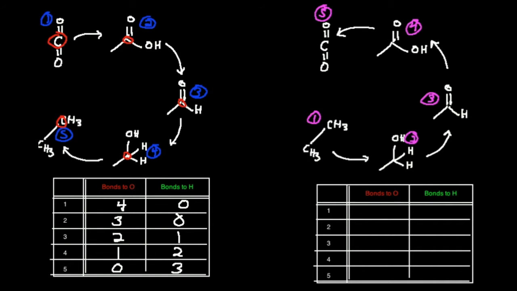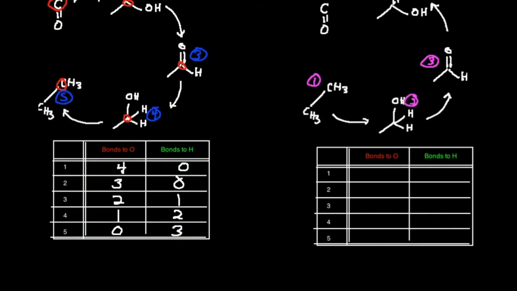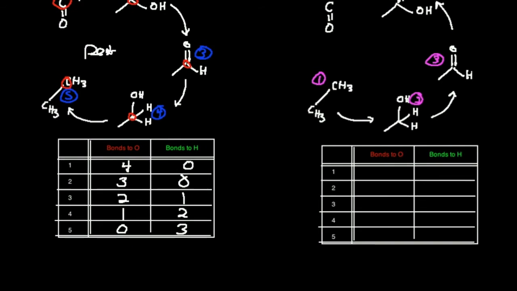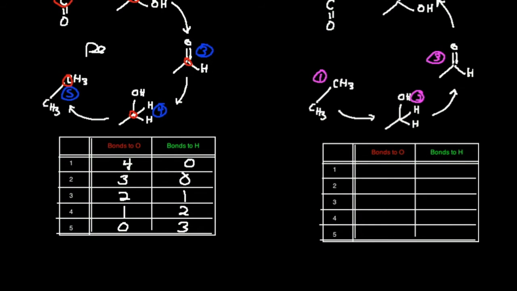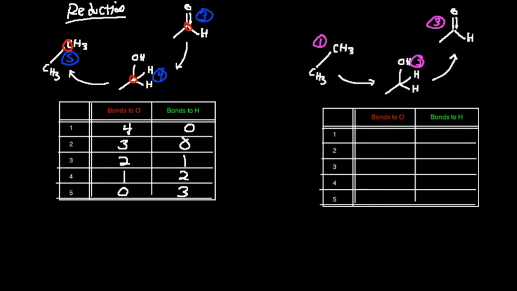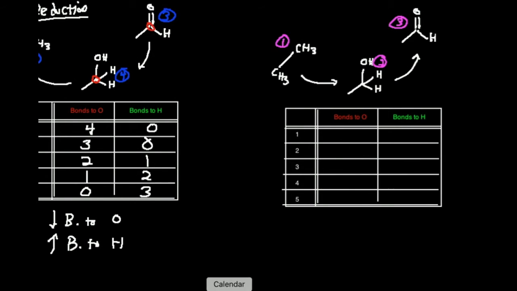So when we're talking about reduction, this direction in here is reduction. So what would be a general rule for reduction? Well, for pretty much every atom, when something gets reduced, it has a decrease in the bonds to oxygen and generally an increase in the bonds to hydrogen. So if you're adding hydrogens to something and you're taking away oxygen bonds, that's probably a reduction. Okay, let's look at oxidation.